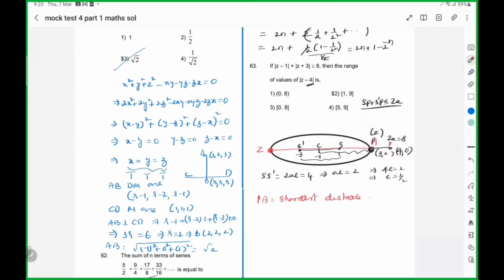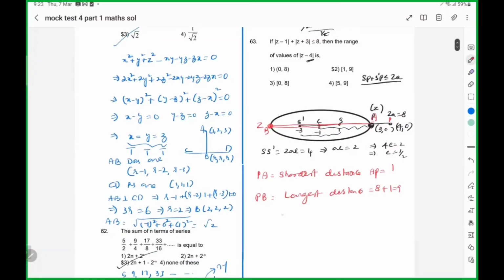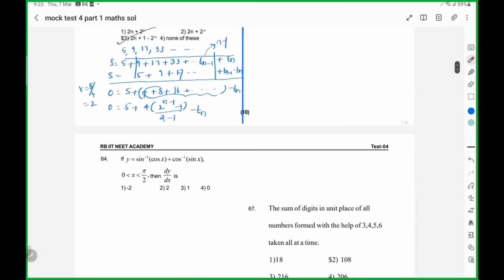Which is 3 to 4, that is AP, which is 1. Here PB is the largest distance. So this is 4. It is also 4. Total 8 plus 1, 9. So range means least and greatest. So the range lies between 1 and 9. So the second option is correct.